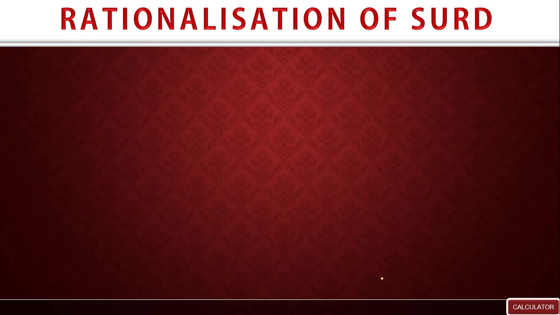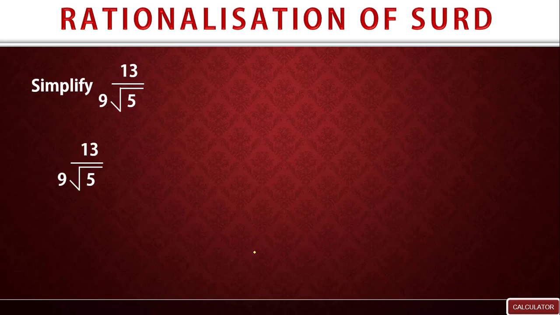Let's look at example 3. Simplify 13 over 9 root 5. So we're given this to simplify. The first thing you check is if there are roots at the denominator side. If you look at it now, we have a root at the denominator side. That means we can apply the rationalization method onto it. To apply the rationalization method, all we need to do is to multiply the numerator and denominator by that root. And what's the root that we have here?